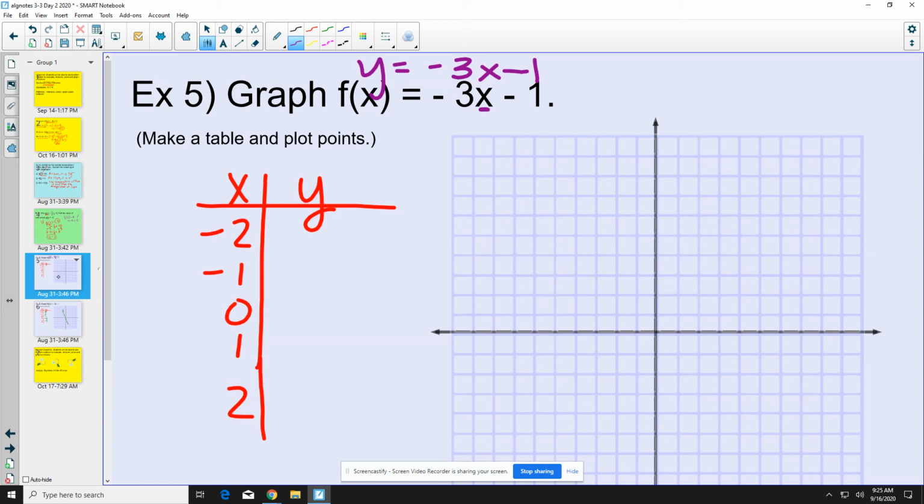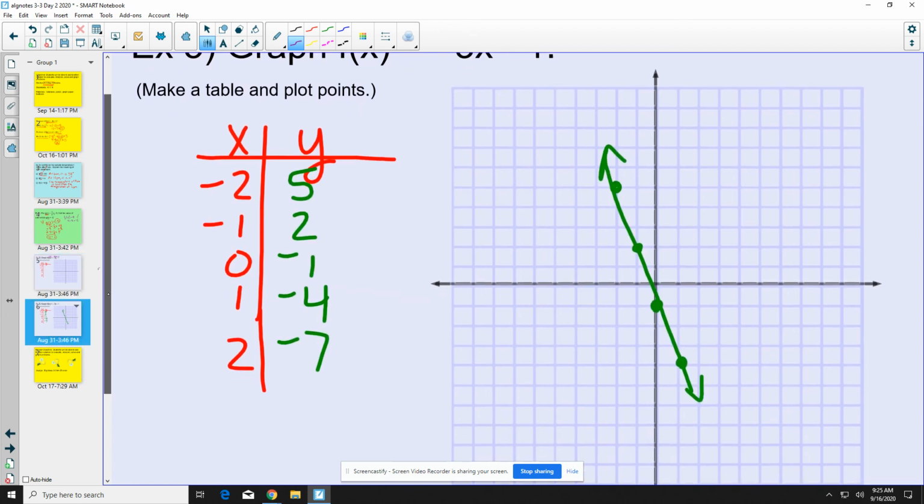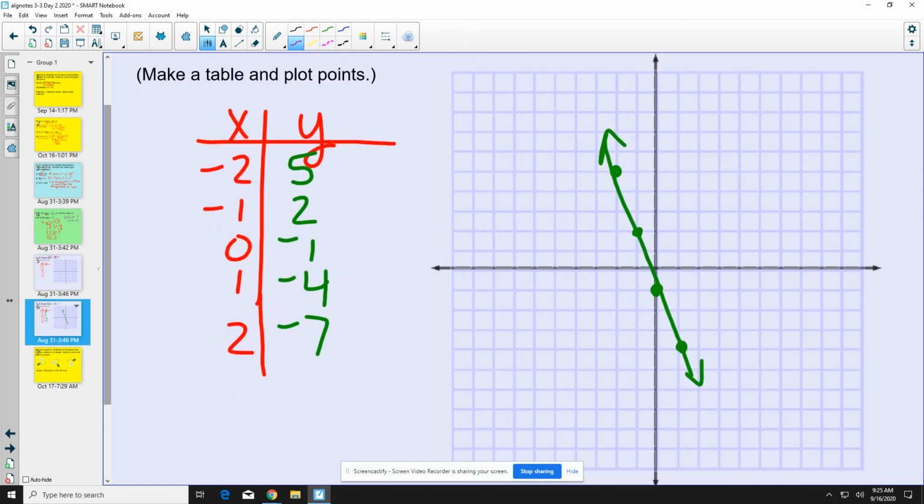All right, so let's see how we did. So on your table, did you have 5 when you plugged in -2 for x? Your next point was -1, 2, then 0, -1, then 1, -4, and 2, -7. Check your graph. Did it graph a straight line when you graphed those points?